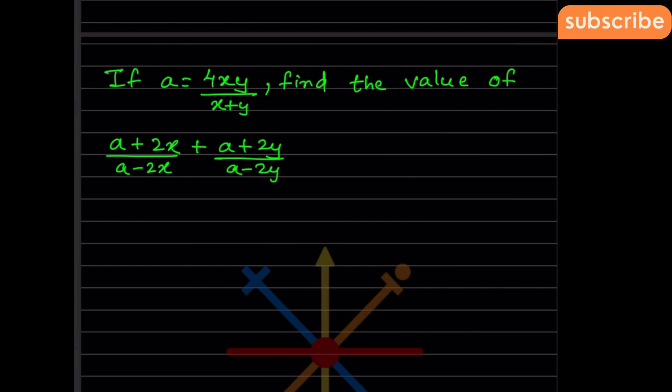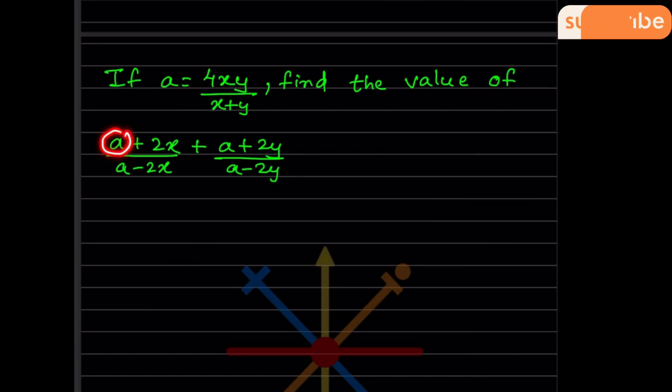So today let us solve this problem. Here it's given that a is 4xy divided by x plus y, and you have to find the value of this one. So now let us see. First, wherever you see a, you're going to put this value. So in this place of a, you're going to put this value.